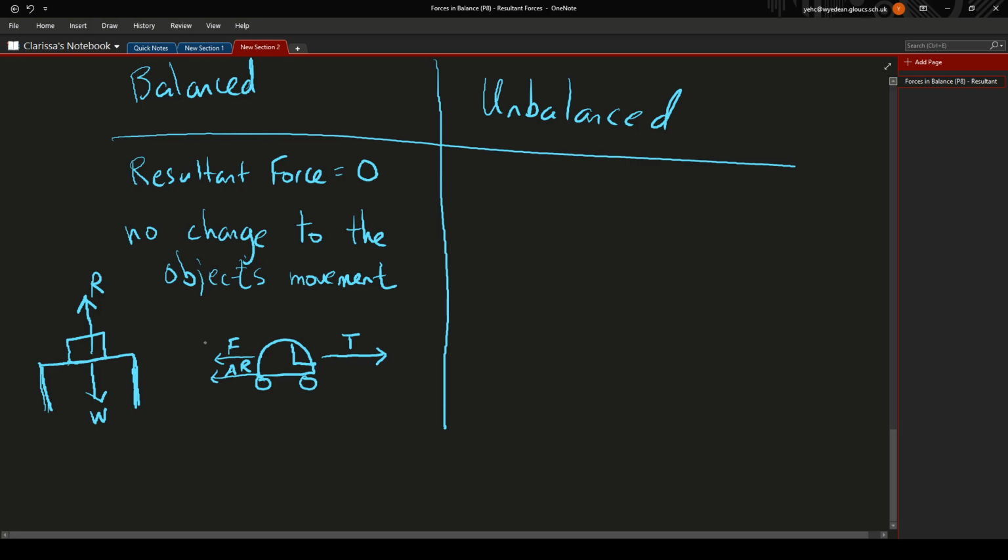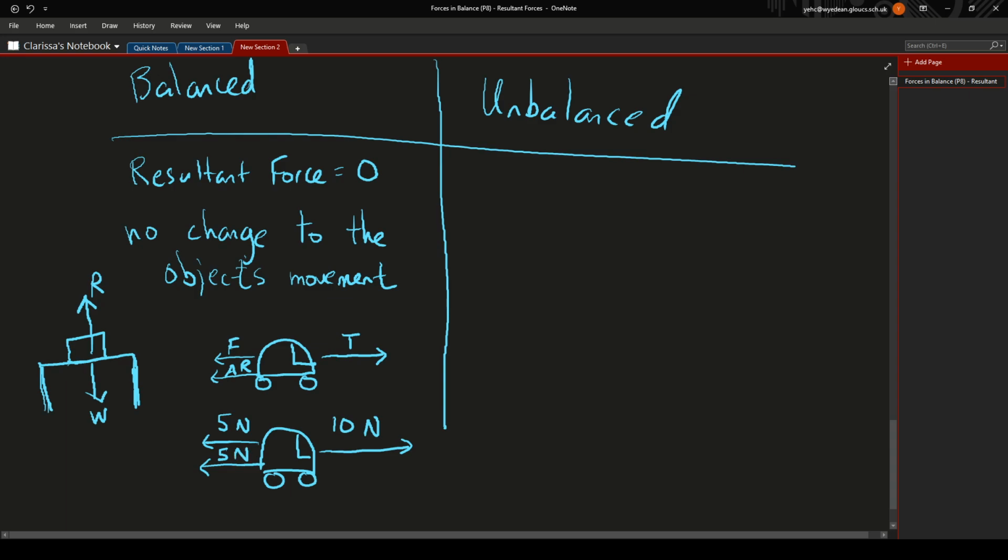Let's say that the friction and the air resistance can combine together to be the same amount as our thrust. So if I redraw it again with numbers, because I don't want to overlay too much, let's say our thrust was 10. Our friction was 5, and our air resistance was 5.